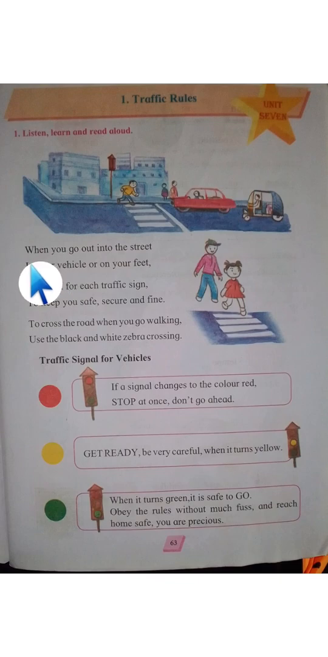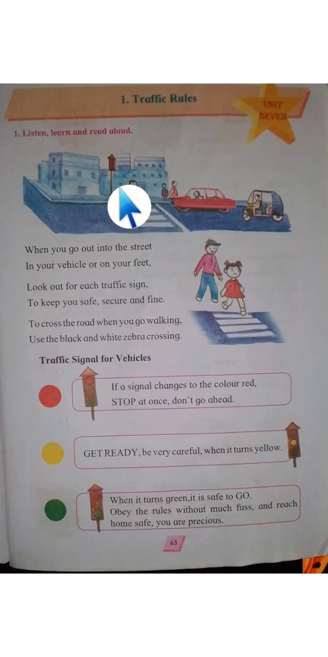So what is the poem name? First of all, traffic rules. In the last video we saw the traffic rules, and I gave you homework to write the traffic rules according to the colors. Red color indicates stop, yellow color indicates get ready, and green color indicates go. Now in this video I'm going to explain the poem.